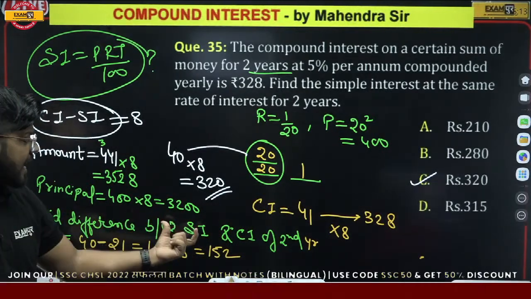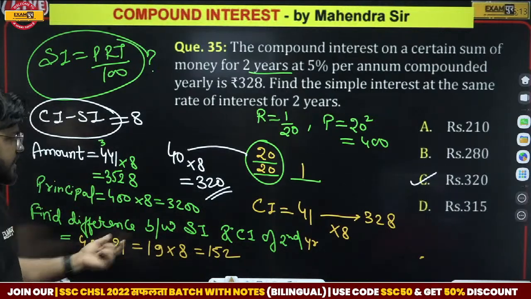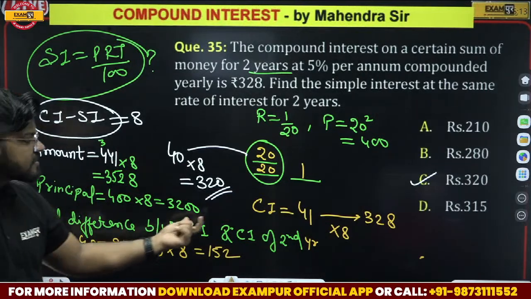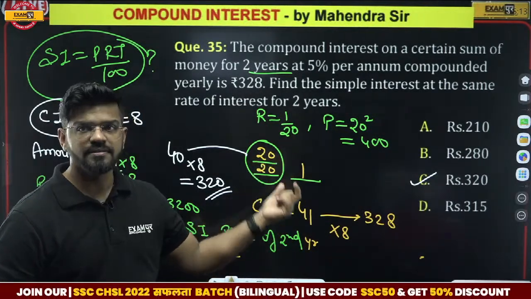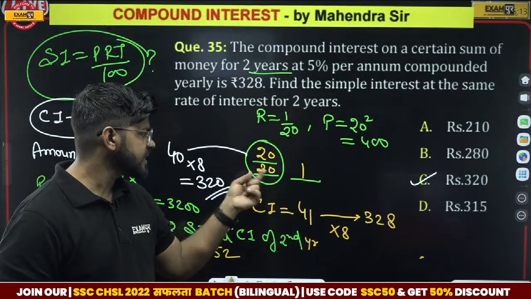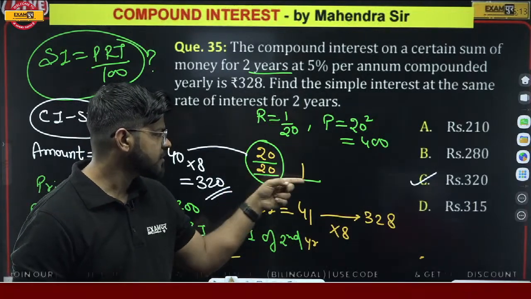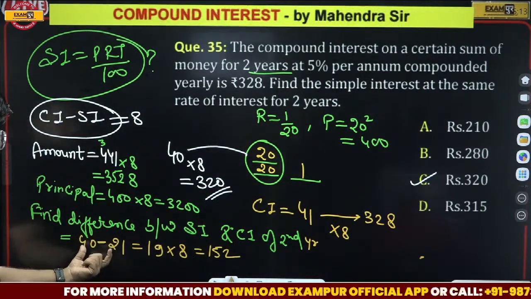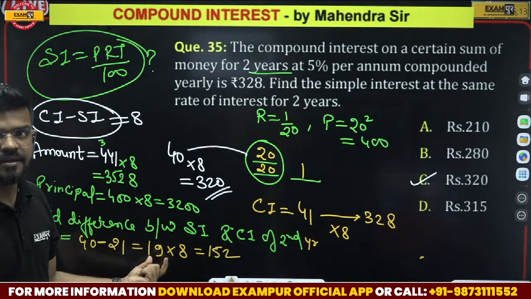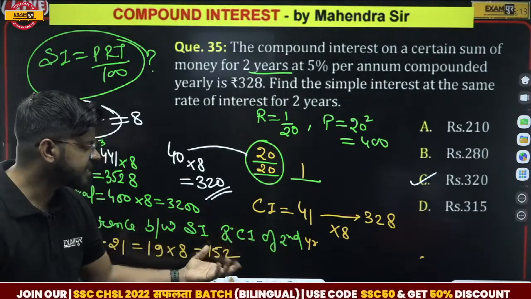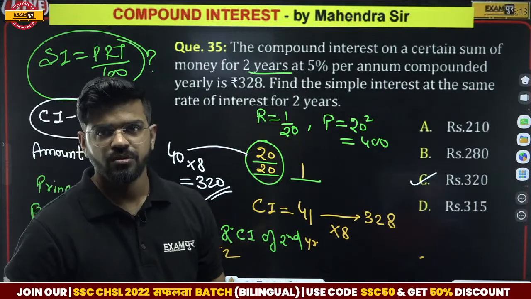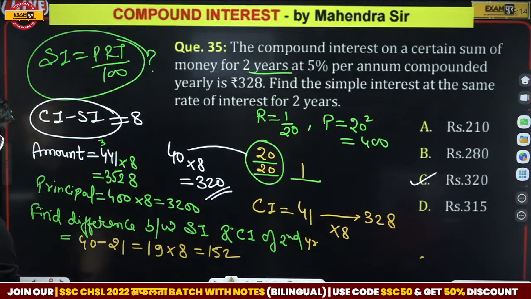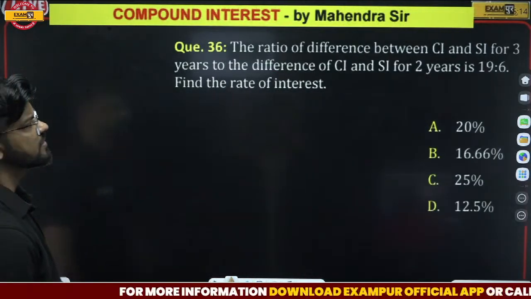Find the difference between SI and CI. What is SI? SI is 40. And CI of the second year, not 2 years. Second year CI is 20 plus 1. This is the second year slab. 20 plus 1 means 21. If we take the difference of both, we get 19. 19 into the multiplying factor will give you the actual value. Clear to all of you? Ani is saying absolutely clear. Very good.